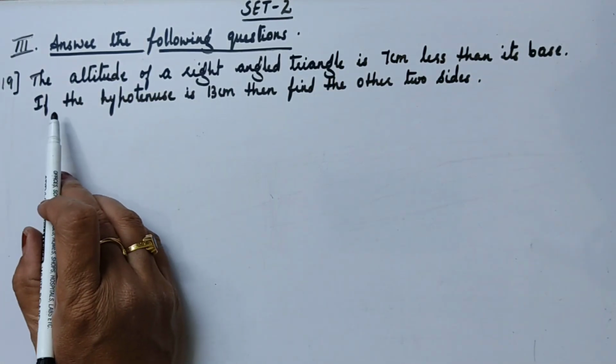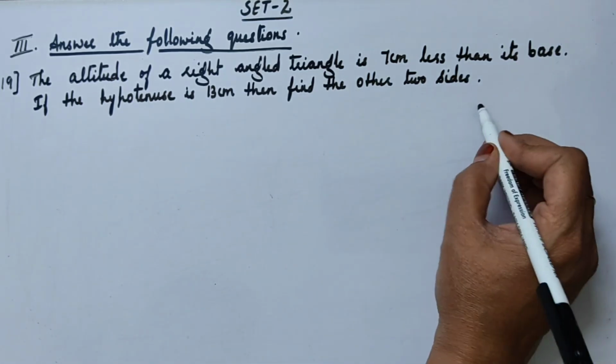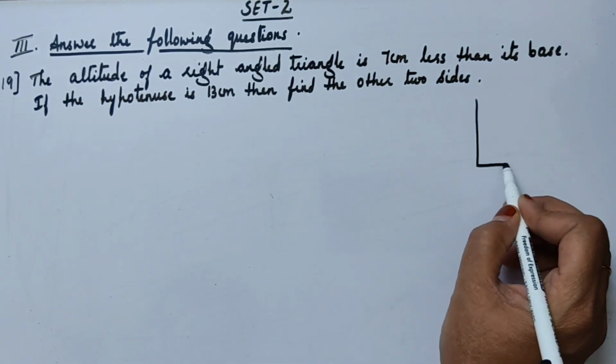Here we got the next question. The altitude of a right angle triangle is 7 centimeters less than its base. Right angle triangle, let us draw.